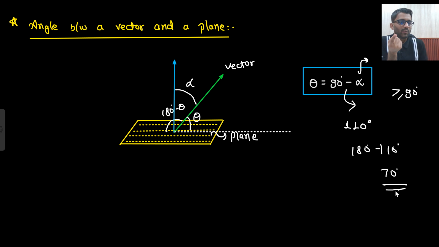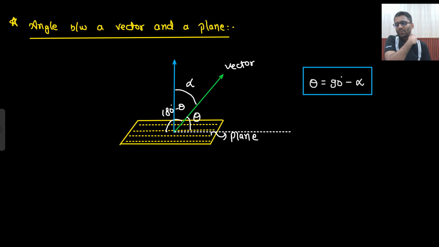You found your angle to be 110 degrees. That means the other angle would be 70 degrees, right? We will solve problems, it will be more clear. No need to worry about that. So it was a very simple concept. You must have studied it in your elementary classes as well. The angle between a vector and a plane.